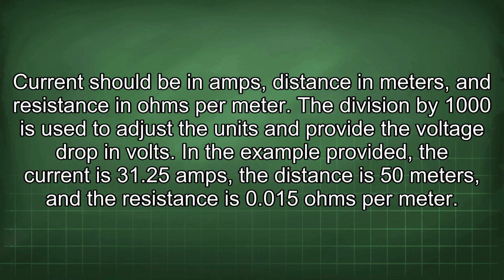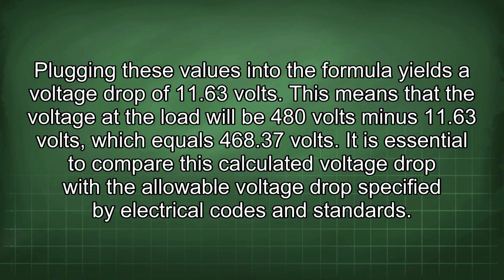In the example provided, the current is 31.25 amps, the distance is 50 meters, and the resistance is 0.15 ohms per meter. Plugging these values into the formula yields a voltage drop of 11.63 volts. This means that the voltage at the load will be 480 volts minus 11.63 volts, which equals 468.37 volts.